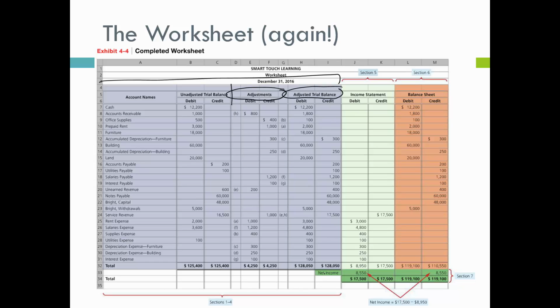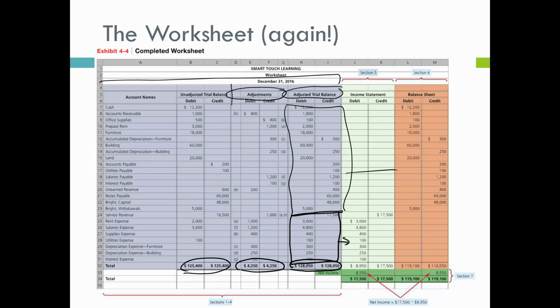Once you get to this point, the work is pretty much done. Now here, again, debits have to equal credits, debits have to equal credits, and debits have to equal credits here. Now the last two sections, 5 and 6, are the income statement and the balance sheet. But really all I'm doing is carrying these balances to the income statement section, and everything else I'm carrying over to the balance sheet section. I'm not doing any math here, I'm just copying those balances straight over.